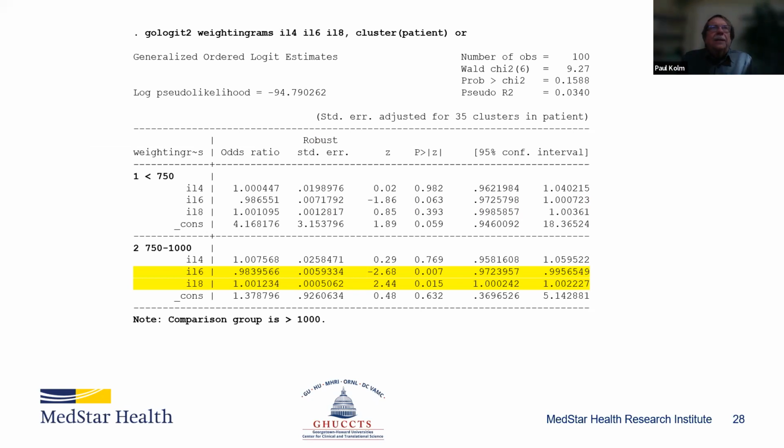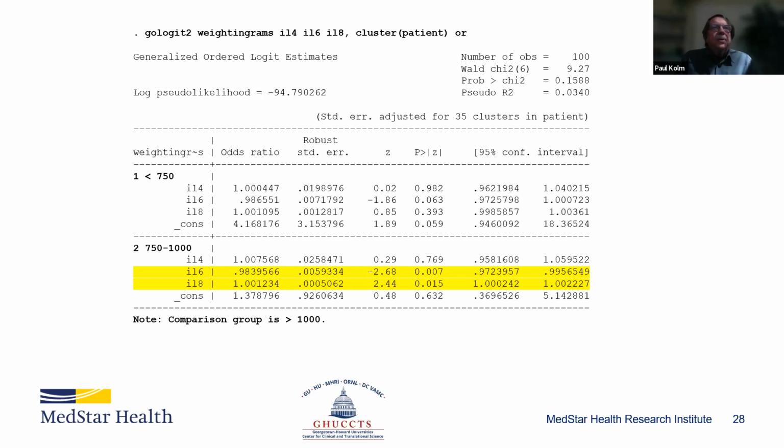And so in this case, I'm going to do ordered logistic regression. And my outcomes here are infant weight, which is categorized as less than 750 grams, 750 grams to 1,000, and then greater than 1,000 grams for the birth weight. So you can see here that, although they don't show it in this particular software, the comparison group is the greater than 1,000 grams group.